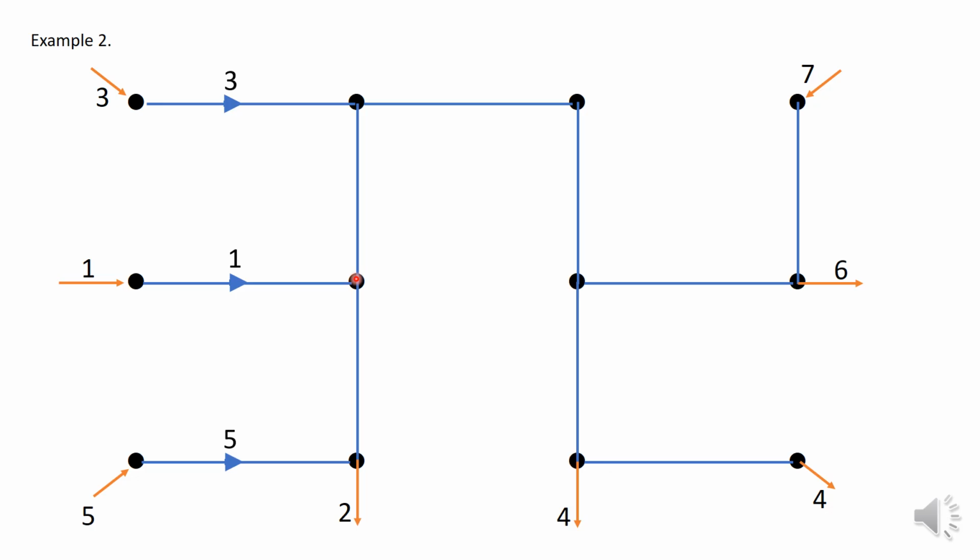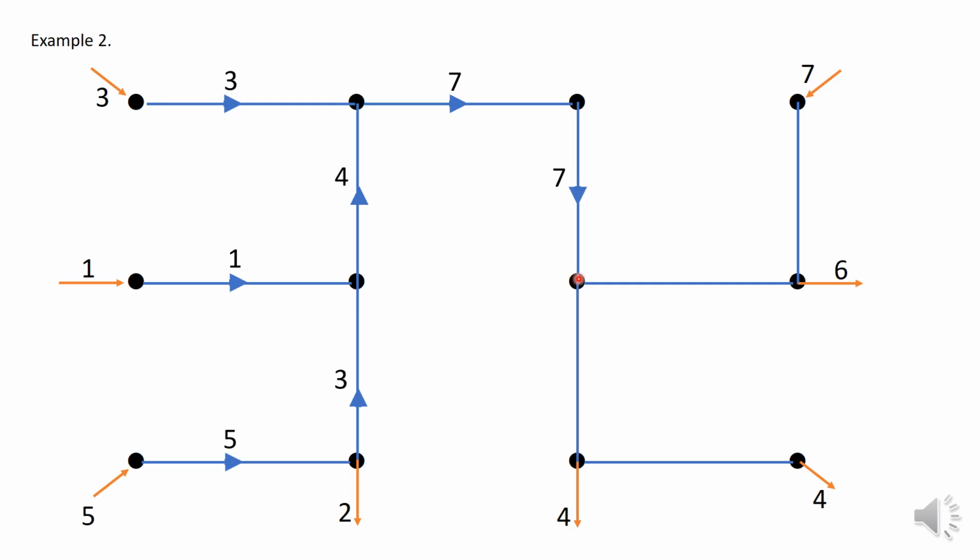And let's look at this node also. You have 3 entering and 1 entering from this branch, so a total of 4 will be flowing along this branch. Now here you have 3 units entering, 4 entering from this branch, so you must have 7 units flowing along this branch. And then at this node, 7 units entering, so 7 units must be flowing along this branch.